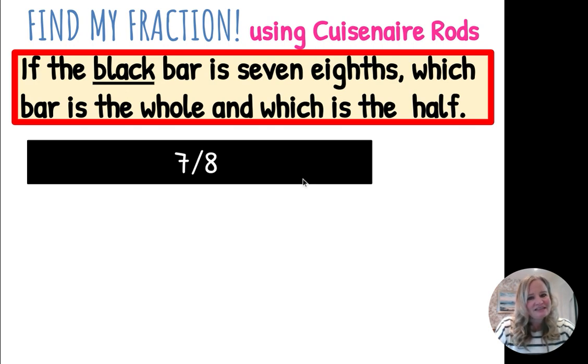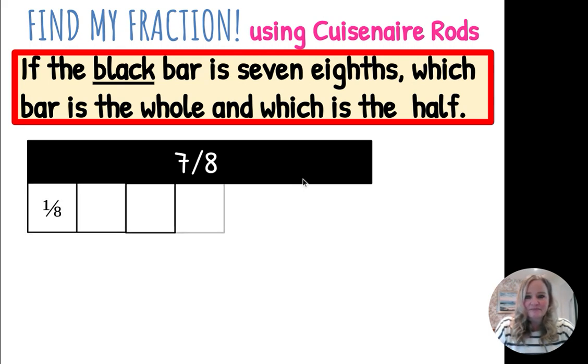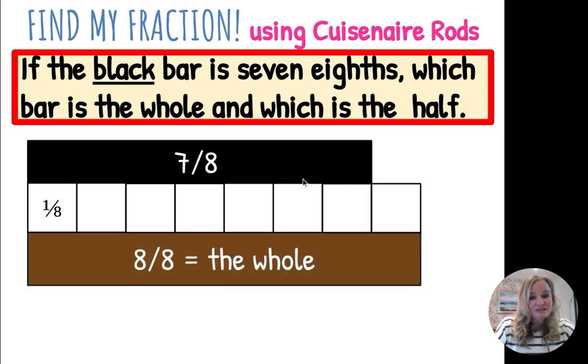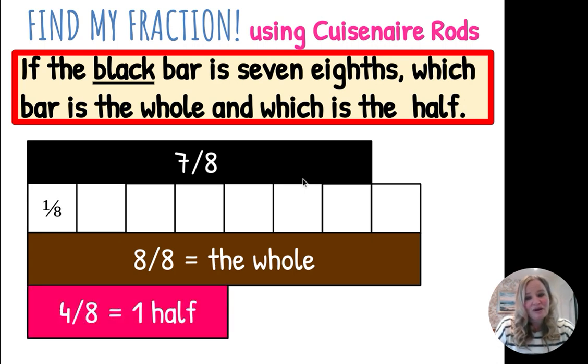So if the black bar is 7/8, which bar is the whole and which is the half? We'd need to iterate 1 bar 7 times to work out what 1/8 is. So the white bar is 1/8. 7 of those make the black bar, 8 of those will make the whole, which is the brown bar. So 1/2 would be 4 of those 8. So already we're starting to think about equivalent fractions there, and we can start to introduce that language now. 4/8 is the same as 1/2, which is the pink bar.